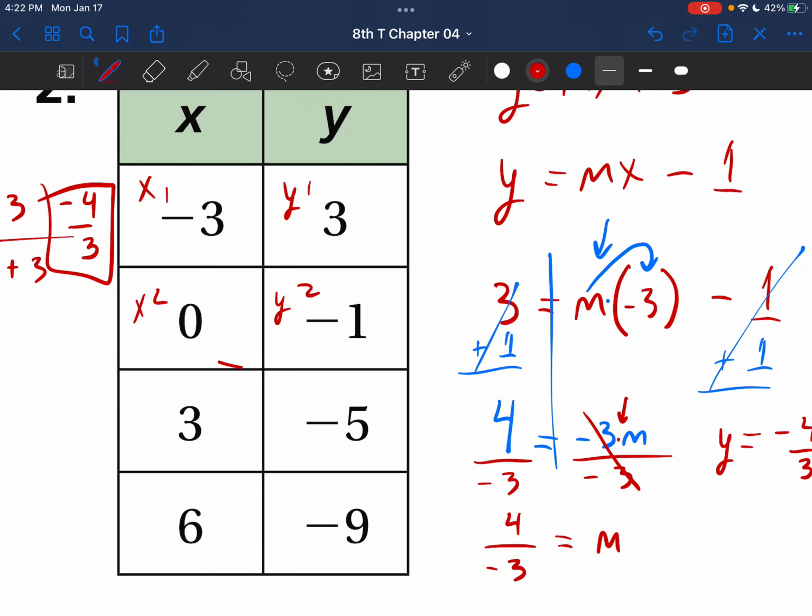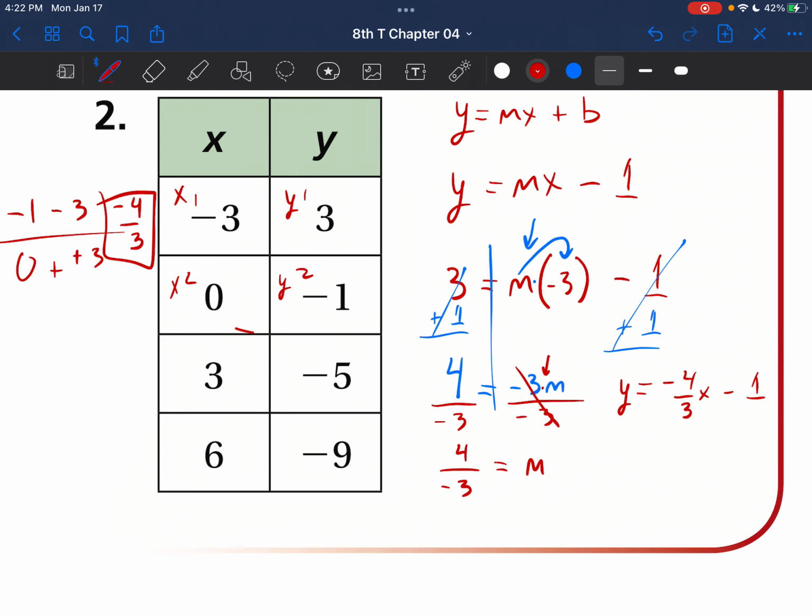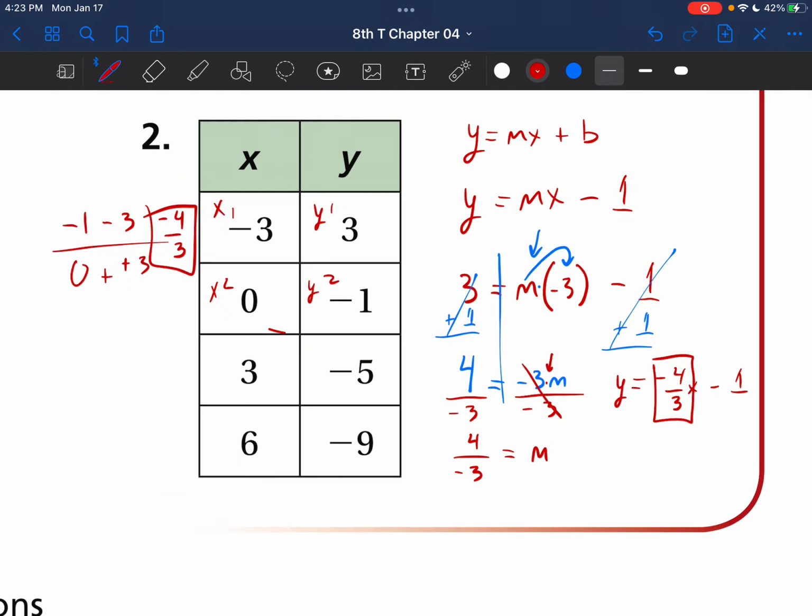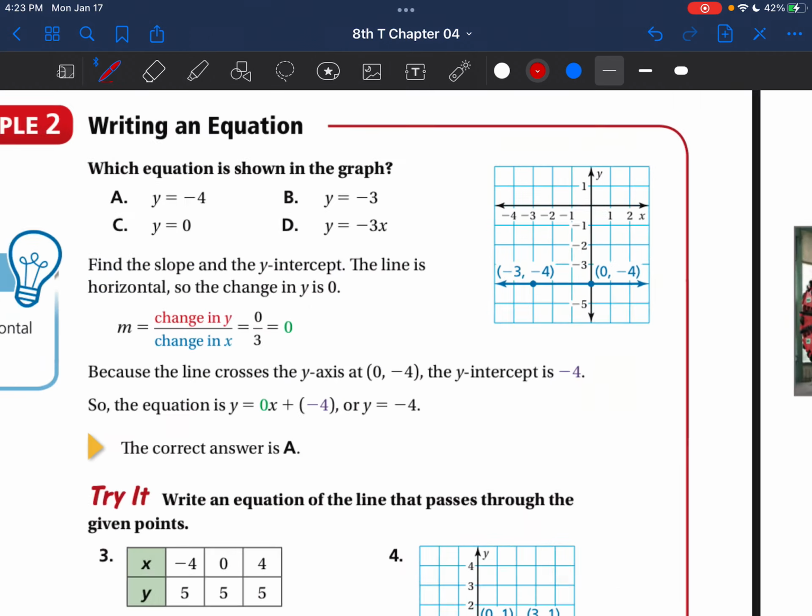Please use the method when you're doing your homework. Please use the method that works the fastest for you, either y2 minus y1, or plugging in your numbers. Either one gets you the correct answer, but I suggest you double check both of your answers. Okay?